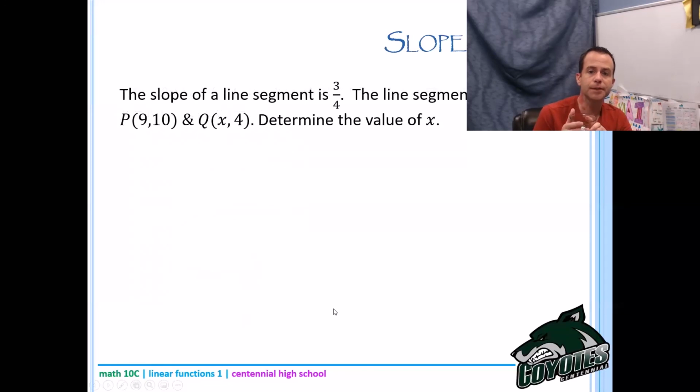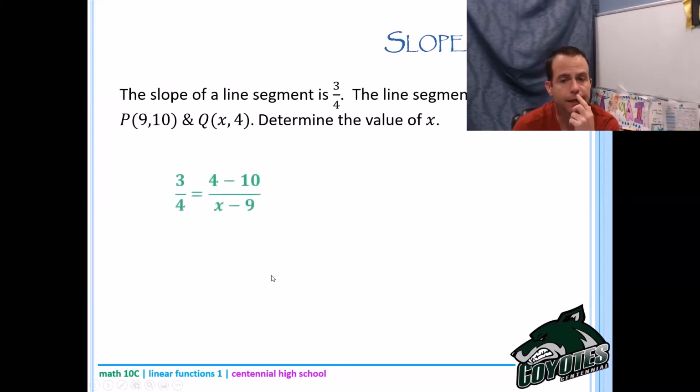Okay, the slope of a line segment is 3 over 4. So this time we were given the slope. The line segment has endpoints (9, 10) and (x, 4). Determine the value of x. So all we're going to do is set this up in the slope formula. We know the slope formula would be y2 minus y1 over x2 minus x1. So I've gone 4 minus 10, that's my y2 minus y1. And I've gone x minus 9, that's my x2 minus x1. Okay, but this time I knew the slope, so I could set that slope formula equal to what I know the slope is. The slope is 3 over 4.